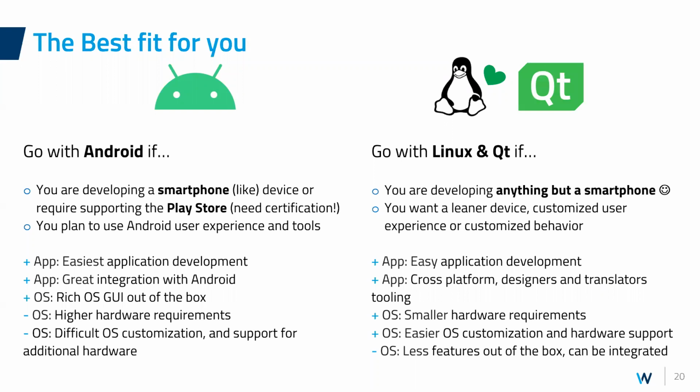And go with Linux and Qt if you're developing anything but a smartphone, basically. If you want something that's leaner or just have a customized user experience or customized behavior. So you have, again, easy application development, cross-platform, small hardware requirements, and it's much easier to customize the OS and the hardware. And as a plus, if you have a C++ application, it's a lot easier to access everything directly, while with a Java application, you really have a lot of abstraction, so it makes it a lot harder to access your drivers, for example, or peripherals.